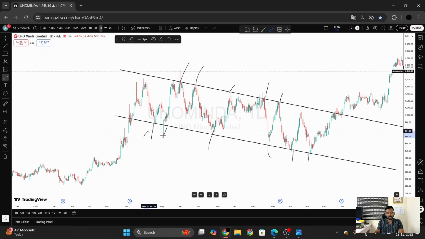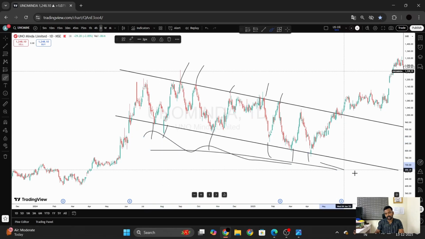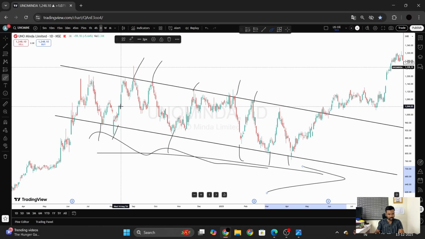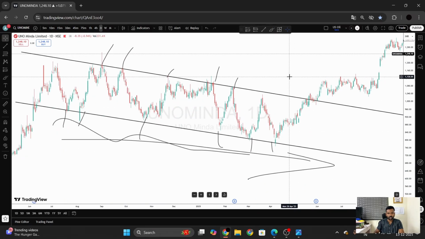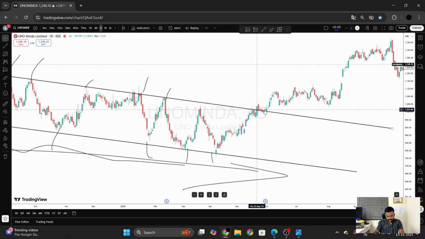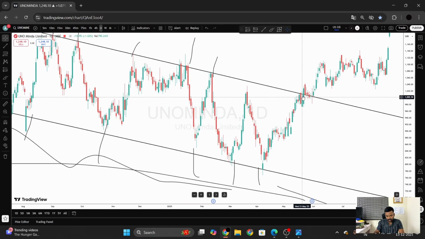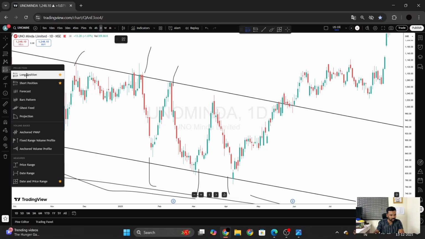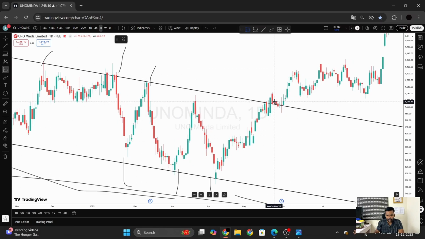I won't say it is a downtrend. It's not a downtrend, it's a consolidation, like a small correction in between this area. So after this pattern, what happened? There is a breakout here. Here I found a breakout. You have to go to this option, risk reward ratio.